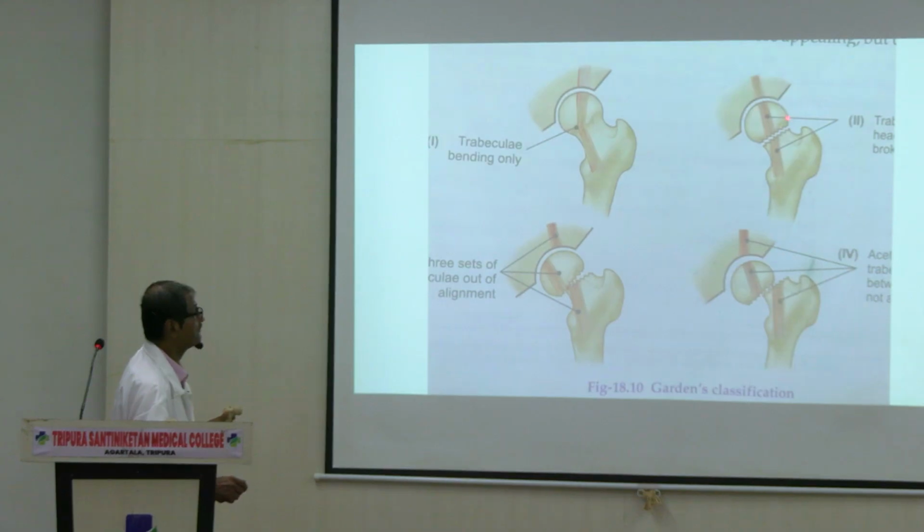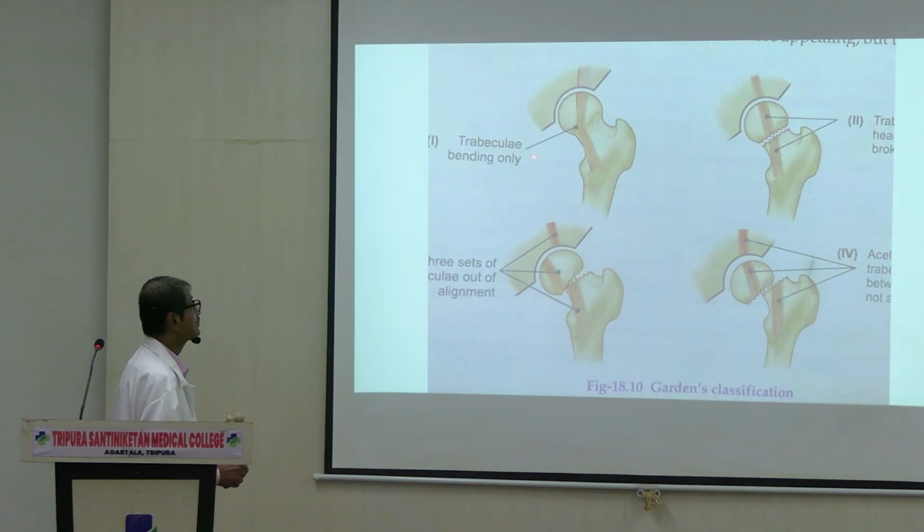This is called a complete fracture. Here it is a bicortical fracture, both cortices are broken, but there is no displacement. Here there is partial displacement; you see, some displacement is there. Here is complete displacement. So this is called type 1, type 2, type 3, type 4.